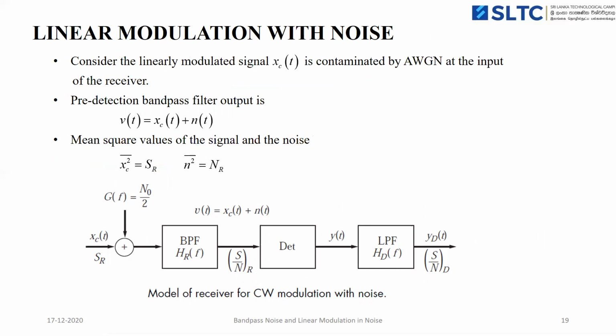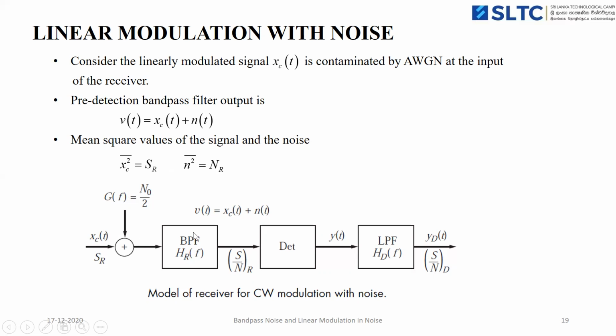Okay, so next we are going to discuss the last topic, linear modulation in the presence of additive white Gaussian noise. You can see the model of the receiver for continuous wave modulation in the presence of noise. The input signal is denoted by x_c(t), the carrier modulated signal whose power is calculated as S_R. So S_R is the received signal power, and the noise that is added has the power spectrum G(f) equal to N naught by 2. Then the combined signal will be given to the bandpass filter.